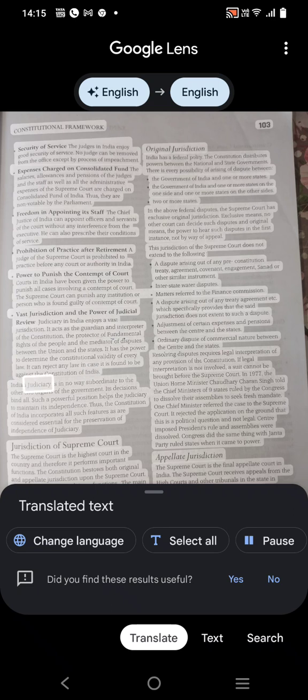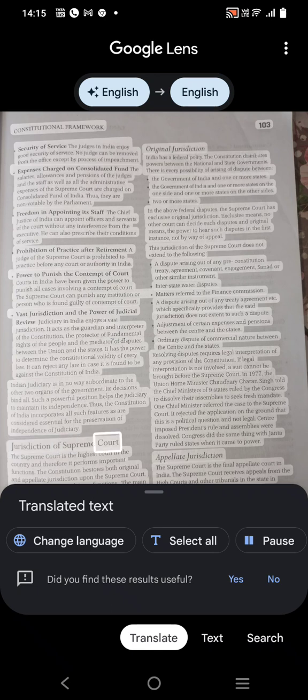Indian judiciary is in no way subordinate to the other two organs of the government. Its decisions bind all. Such a powerful position helps the judiciary to maintain its independence. Thus, the Constitution of India incorporates all such features as are considered essential for the preservation of independence of judiciary.